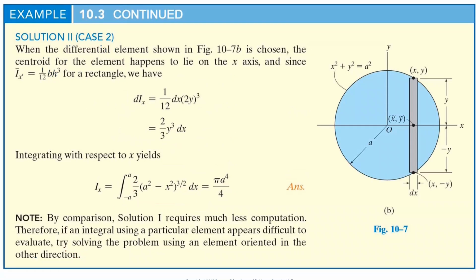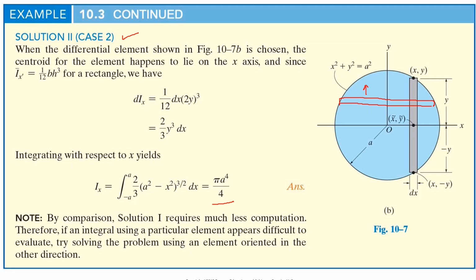Okay, now that we have Ix is pi a to the fourth over 4, what is it about the y-axis? Wouldn't you expect it to be the same? And this just looks at a different way of integrating it. Remember how we took the slice like so, and we went up?